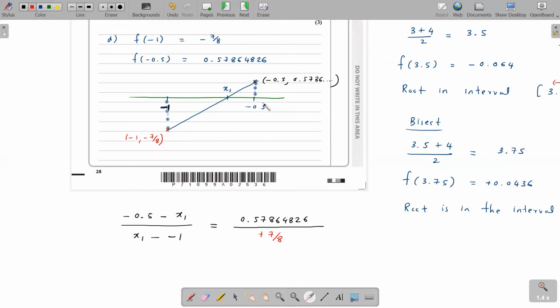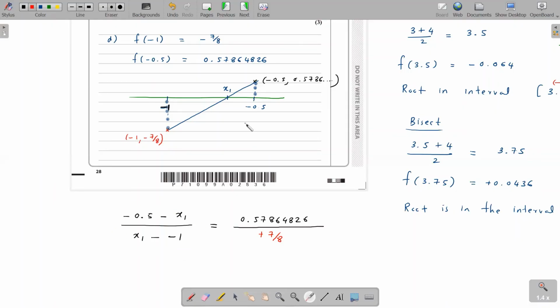Now for the x values, however, are we going to use the negative x value minus 0.5 as positive? No, because the reason is we are finding this x1 value. The x1 is supposed to be between minus 1 and minus 0.5. So for x1, you are expecting to see what answer? x1 is a negative figure. Your x1 answer must be negative.